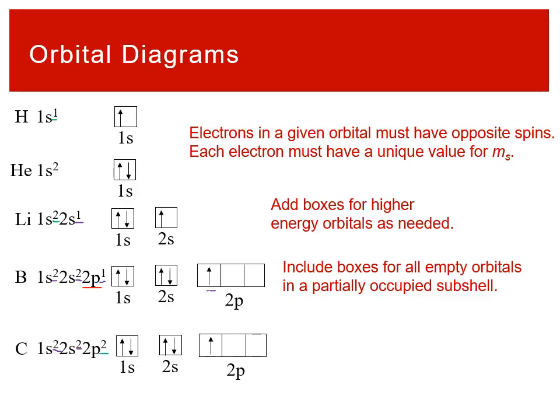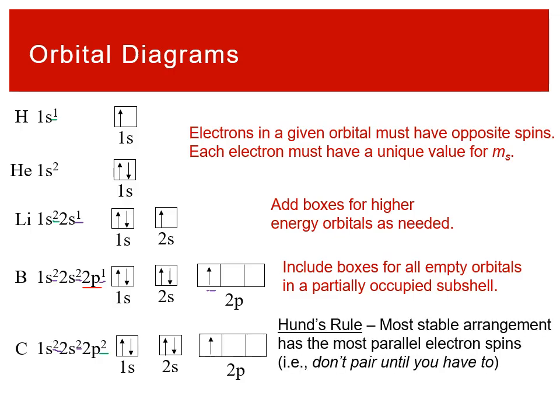So now the question is, where do we put this second electron? We have some flexibility. We have different orbitals, and we have that same orbital. How we choose where to put it is we use what's called Hund's rule, which says the most stable arrangement has the most parallel electron spins. What that means is twofold.